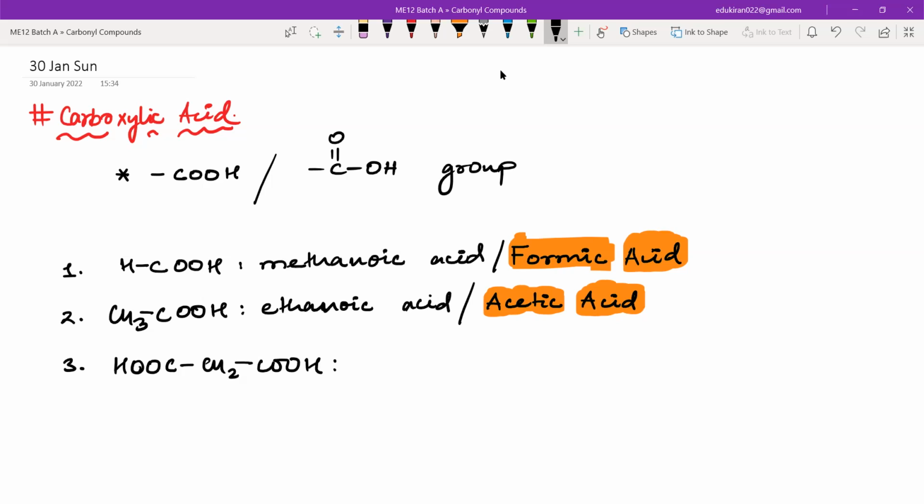So I can say that. How many carbons are there? This is not oxalic acid. This is the next one. Oxalic acid is when you have only two carbon atoms. And both the carbon atoms have a carboxylic acid group. So this will be ethane dioic acid. This will be ethane dioic acid. Common name is oxalic acid.